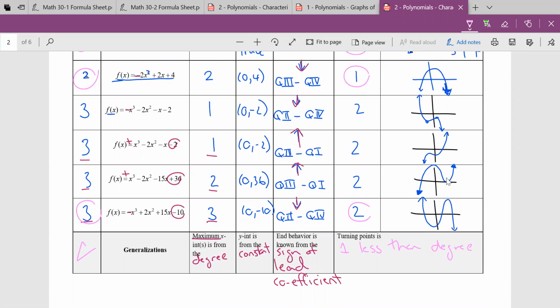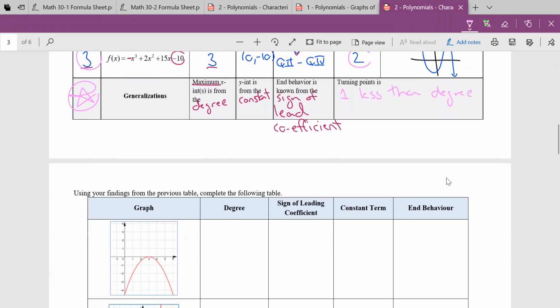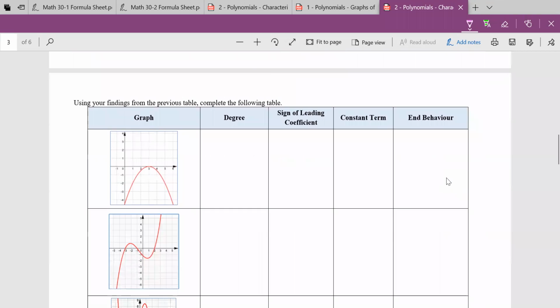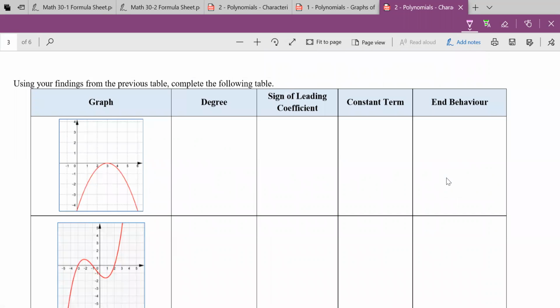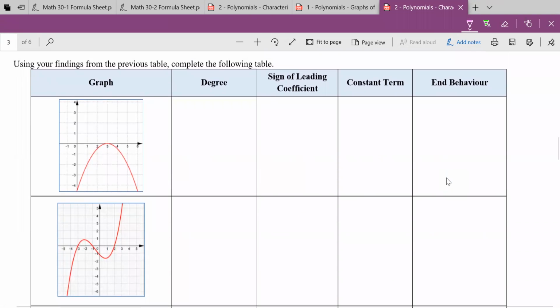So this is a table here that I would like you to know. It's really important. Okay, there's the first part done. Let's do the opposite now. Given the graph, can you tell me this information?